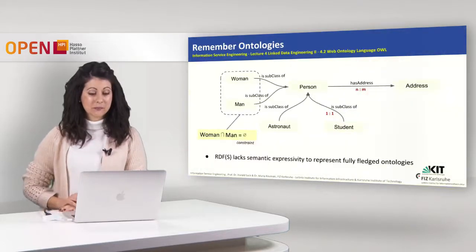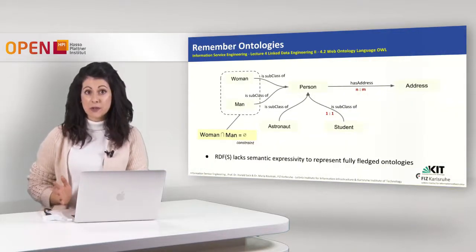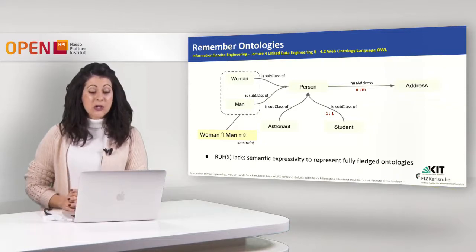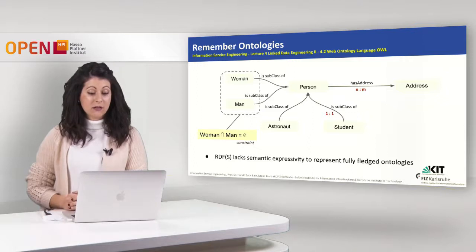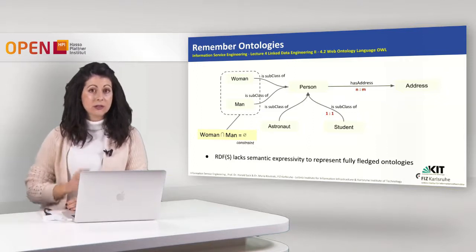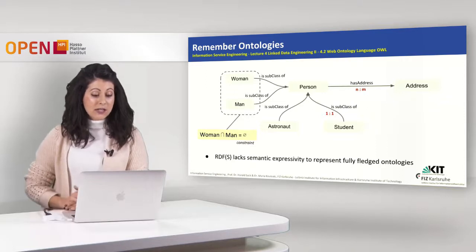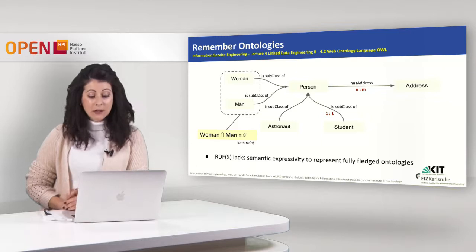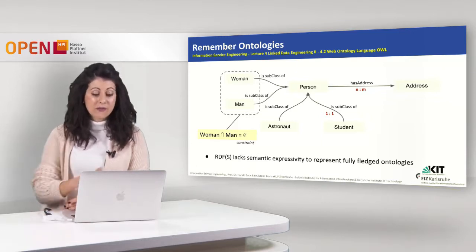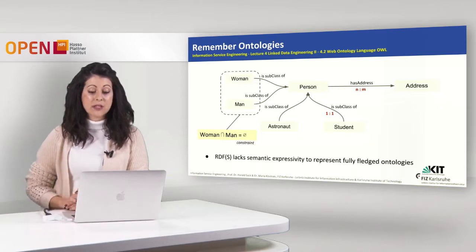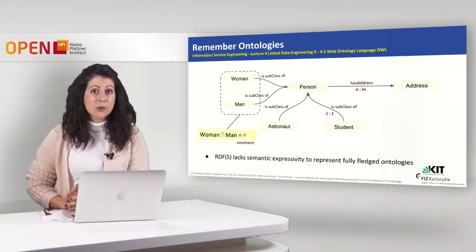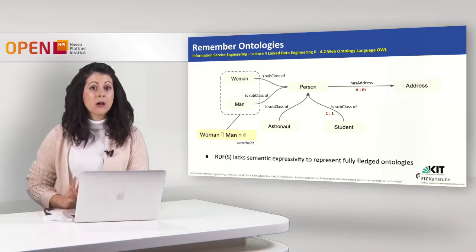And let us start. So do you remember the ontologies? We spoke about ontologies before. So here we have a simple ontology. And what do we have here? We have a person here in the center of our small ontology, a class Person, and 4 subclasses of Person: Woman, Man, Astronaut, and Student. What else do we have? We have a link, so this person is linked to an address through the property hasAddress. So far so good.